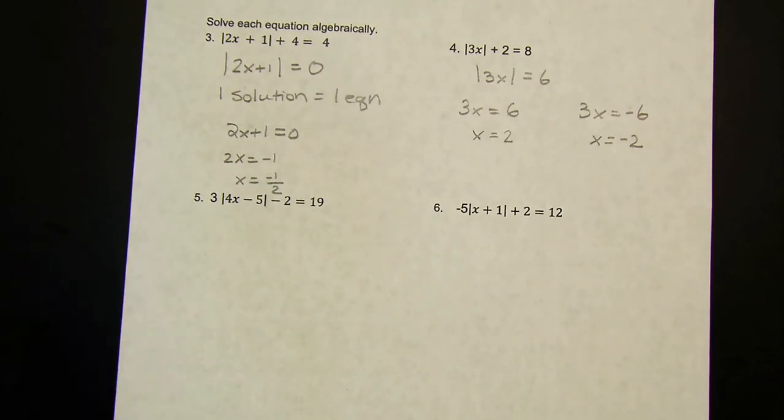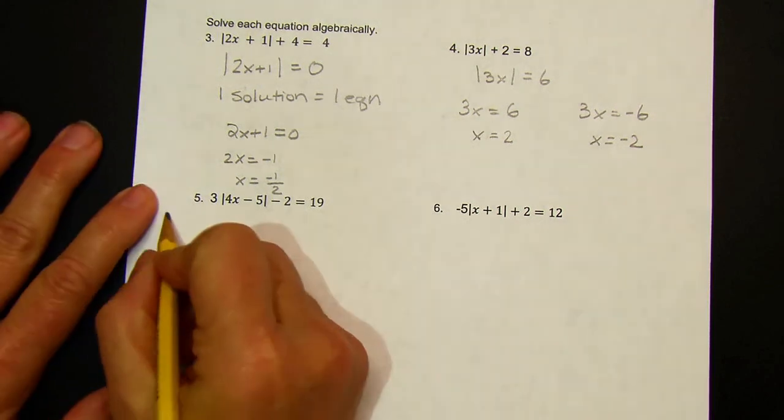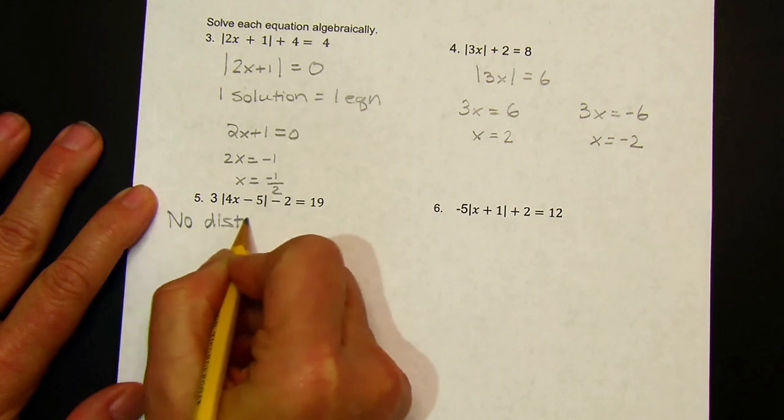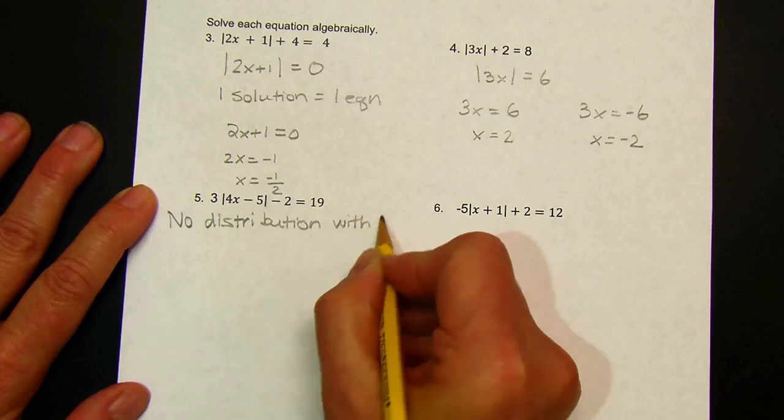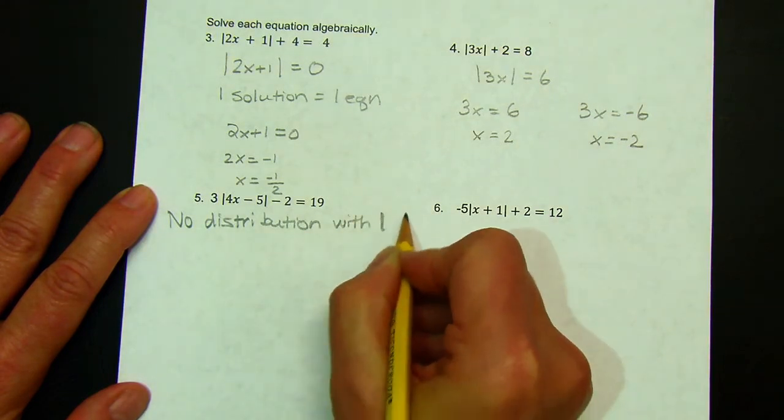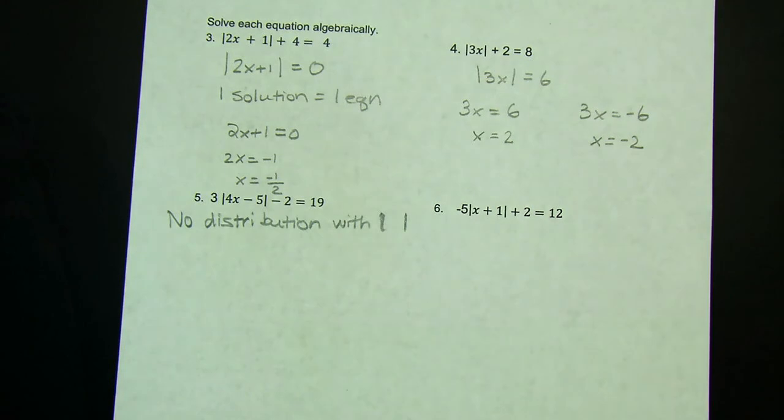You may be tempted to distribute that 3. You are not allowed to distribute through absolute value symbols. The only thing you're allowed to distribute through is parentheses. Okay? So no distribution with absolute value signs. Think of those as walls. Those are walls, and you cannot get through them with another number. Okay? So no distribution with an absolute value sign.